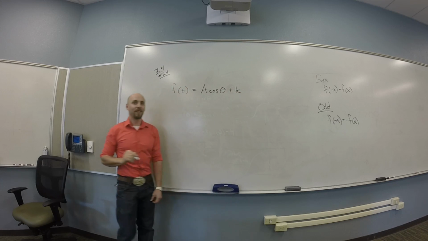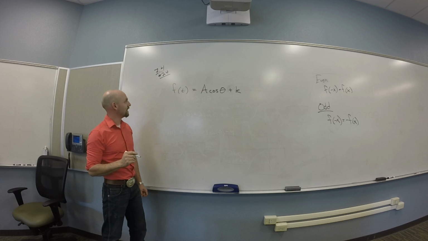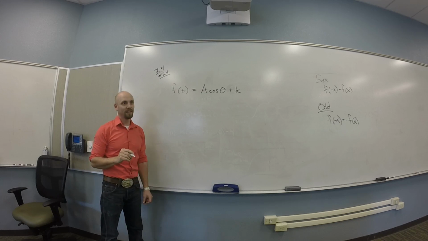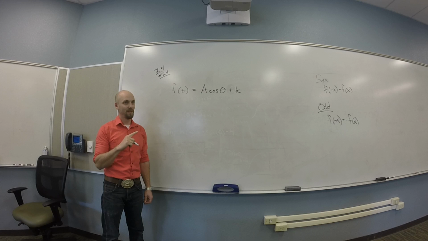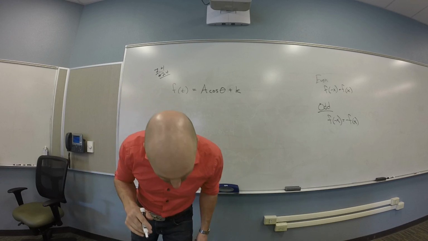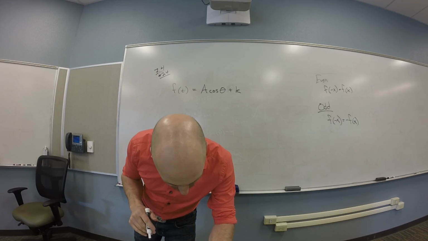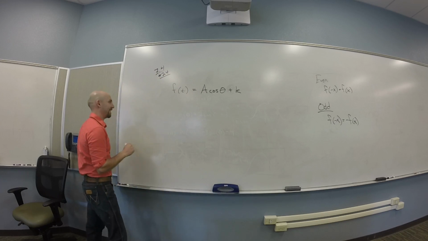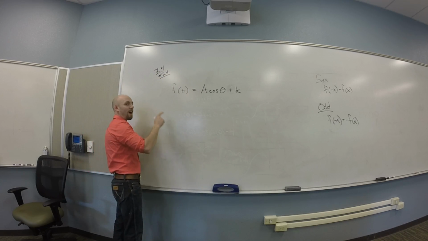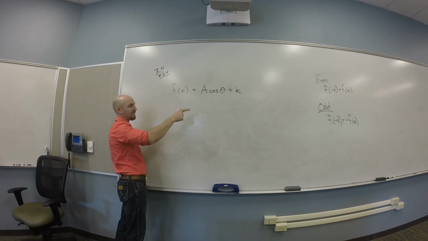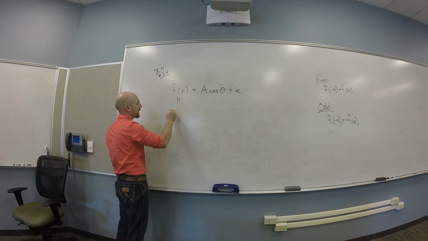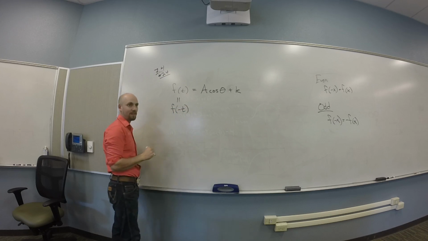Okay, so they have in the book written f of t is A cosine theta plus k, right? And they want you to decide on conditions for A and k so that this thing is even. So I want to know A's and k's that make it so that this thing is f of minus t, like that would be even. But what's f of minus t?